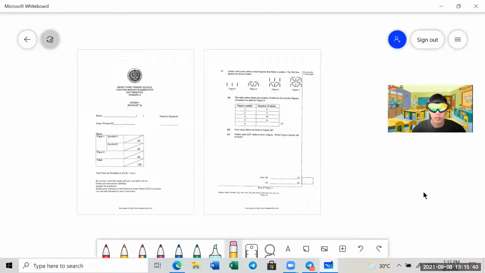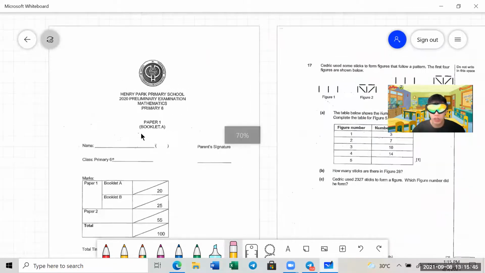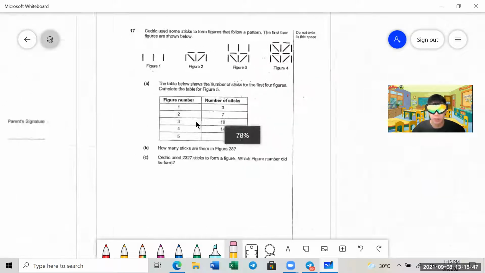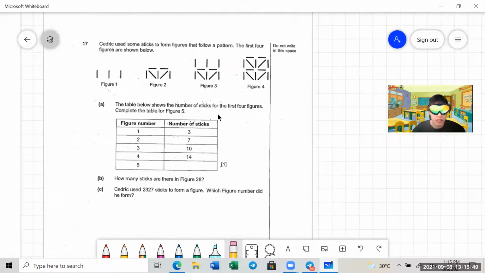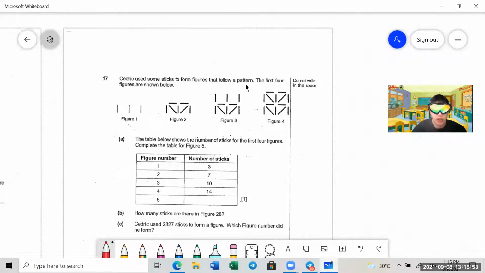All right, this is from Henry Park SA2 Primary 6 2020 Preliminary Examination paper. So let's take a look at this together. Now, before I go on, you just need to write down, remember to always identify, this is a patterns question.